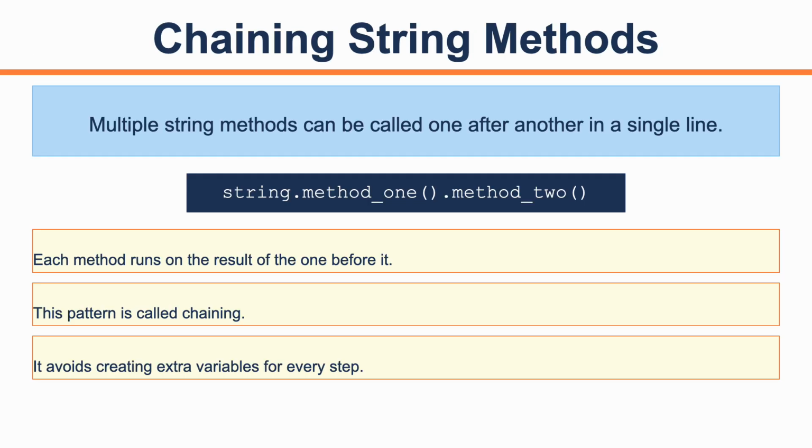Multiple string methods can be called one after another in a single line. Each method runs on the result of the one before it. This is called chaining, and it avoids creating extra variables for every step.